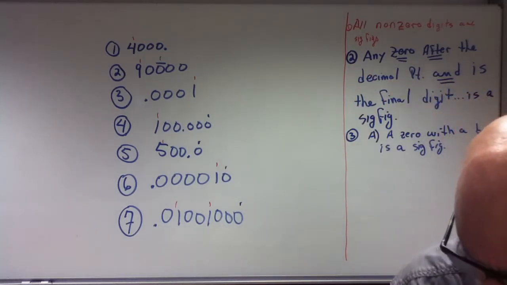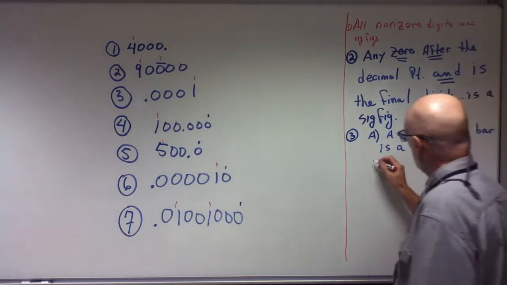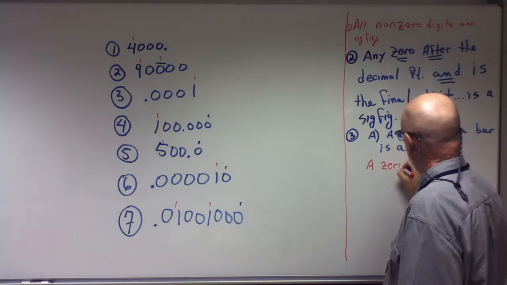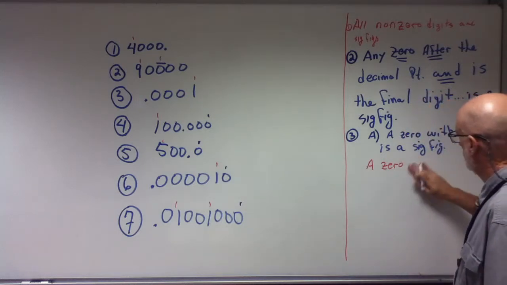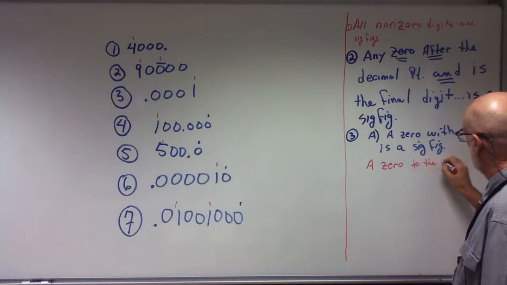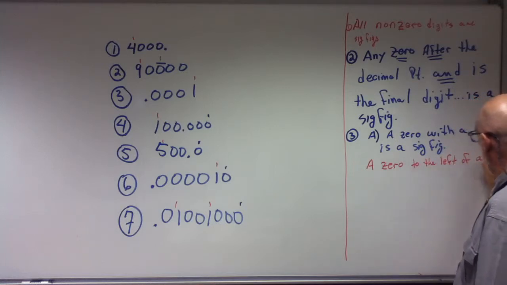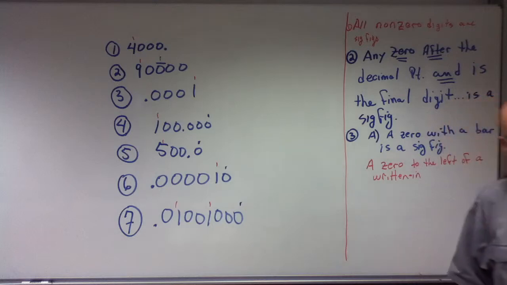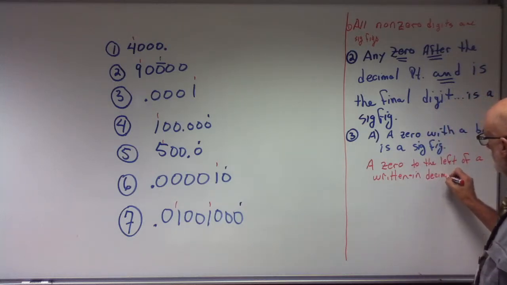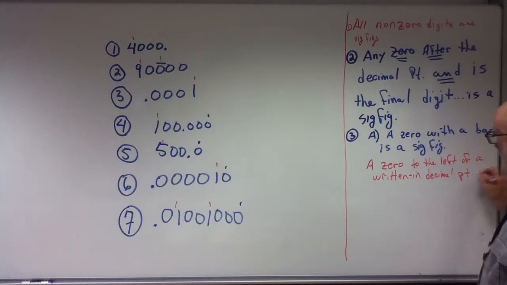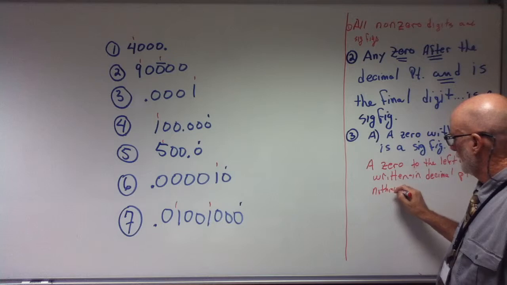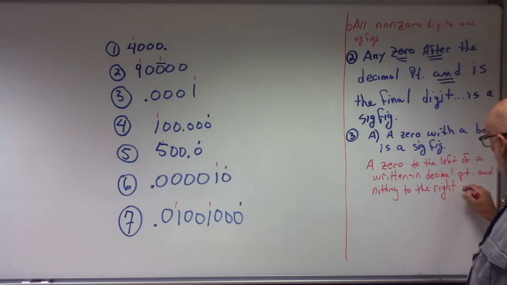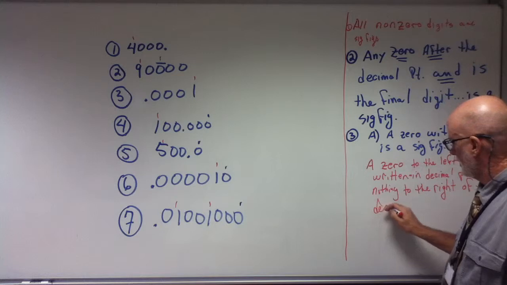And then let's just use another color. And then a 0 to the left of a written decimal point and nothing to the right of the decimal point.